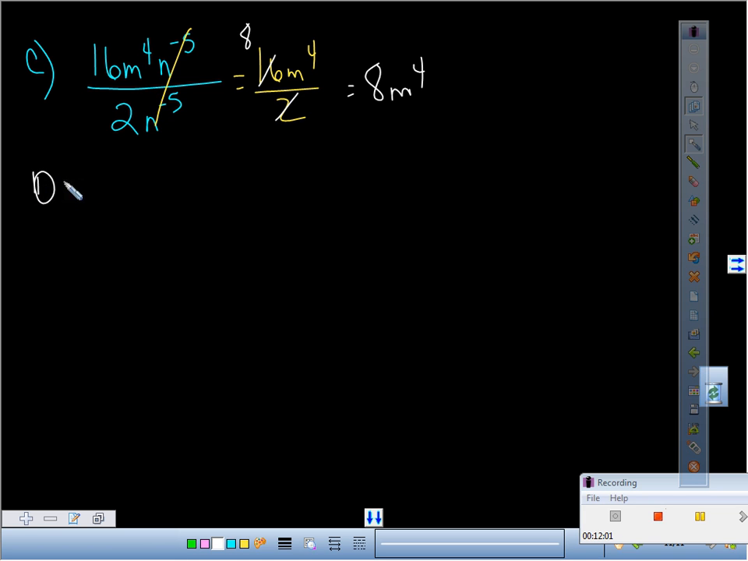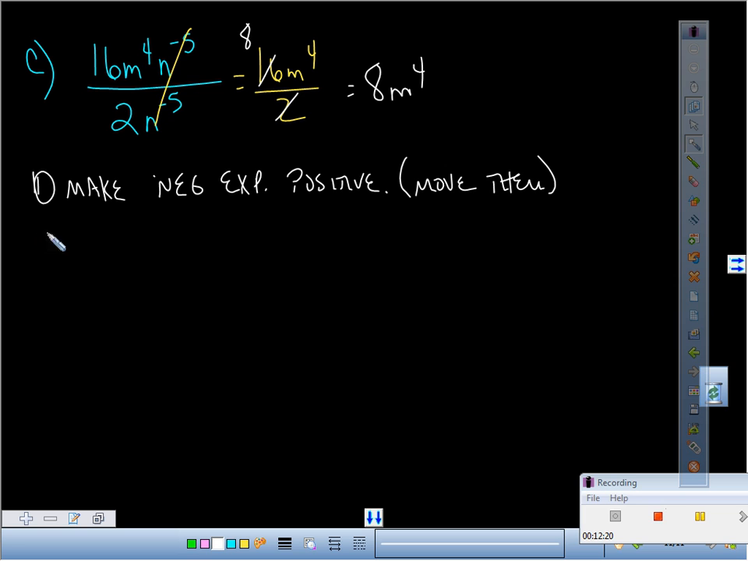The first thing I'm going to do is make negative exponents positive. Okay? In other words, I'm just going to move them. The second thing I'm going to do is collect like terms. Okay? And that, look, this is what that's using.